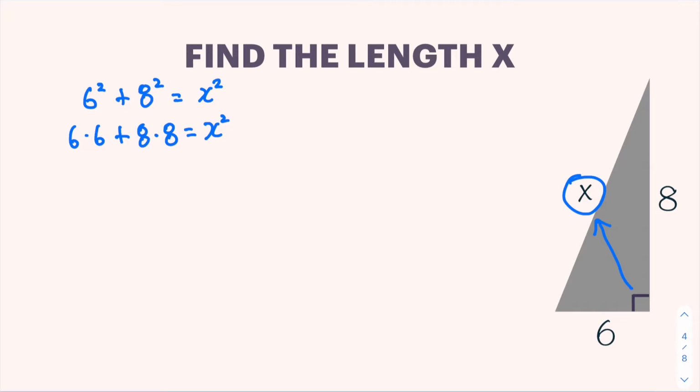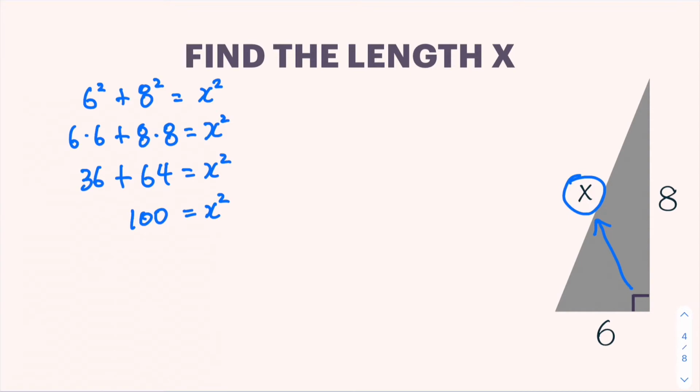And here you can see why I've been using the dot as a multiplication sign, because if I use the other symbol, it looks very similar to the variable x, so we use a dot as our multiplication sign. Let's continue solving. 6 times 6 is 36, plus 8 times 8 is 64, equals X squared. 36 plus 64 is 100, equals X squared.